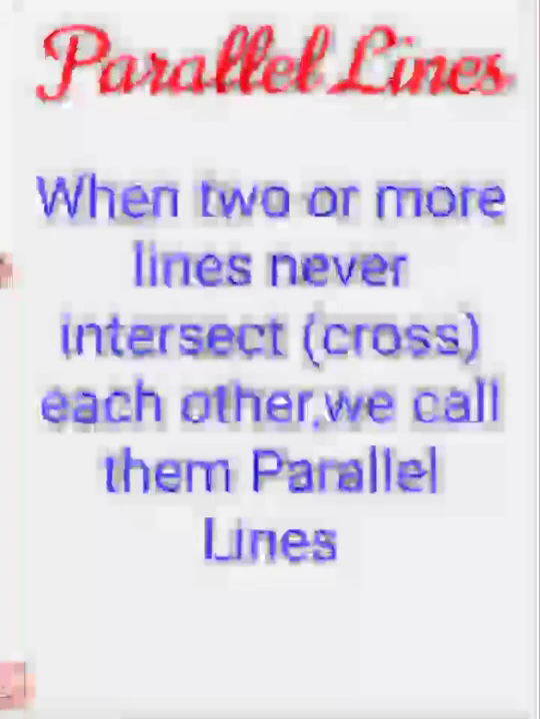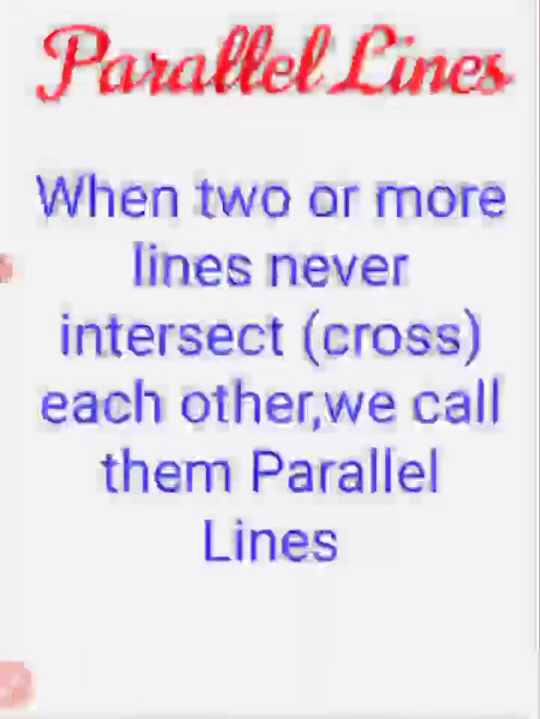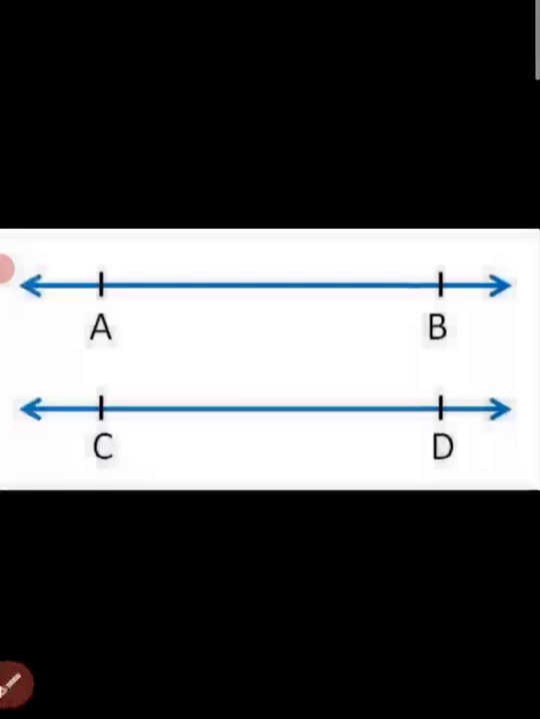When 2 or more lines never intersect or never cross each other, we call them parallel lines. For example, see here, the first line AB and the second line CD. These 2 lines are not intersecting at any place. If we extend both the lines, they also cannot intersect each other. So, these are examples for parallel lines.